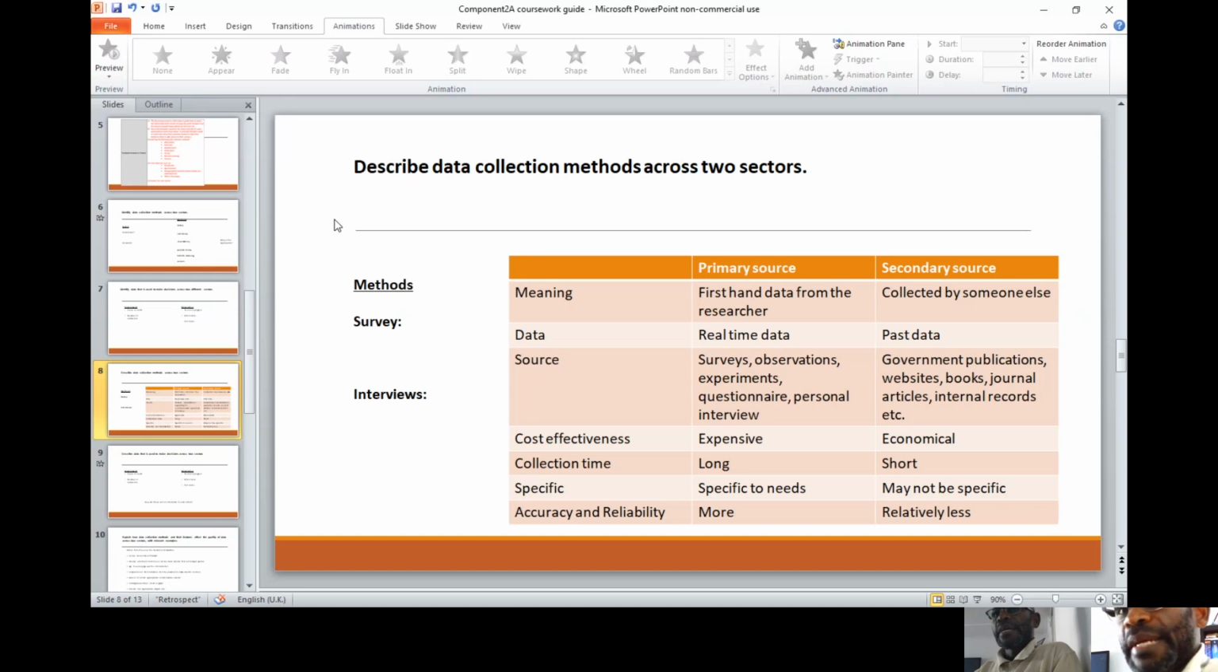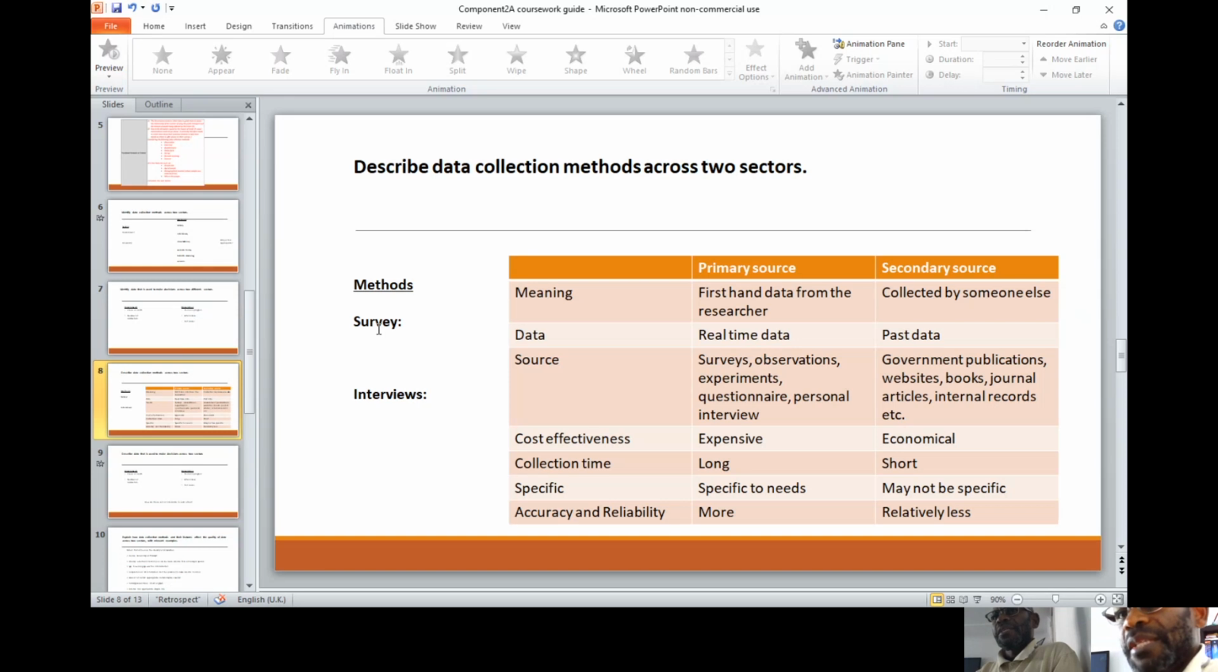So the next question here, you're going to describe. So now you're moving on from identify to describe. Describe something means you need to highlight the features, the characteristics. So you're going to describe data collection method across two sectors. So previously you only identified the data collection method, but this time, you're going to describe the data collection method. So, if you chose survey for the government, you're going to describe the survey.